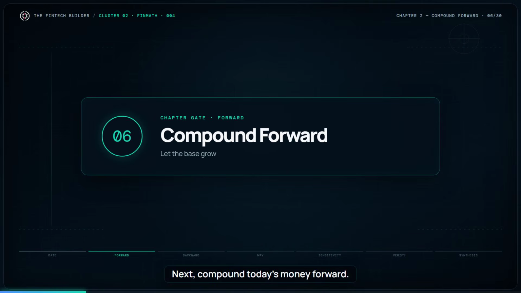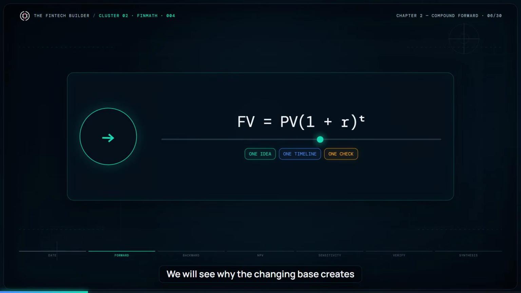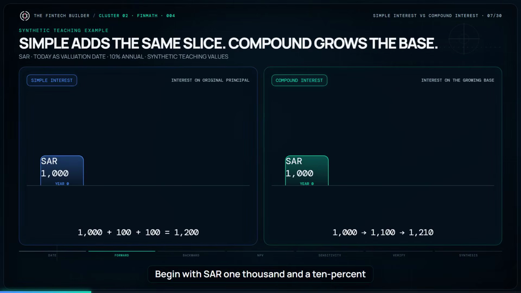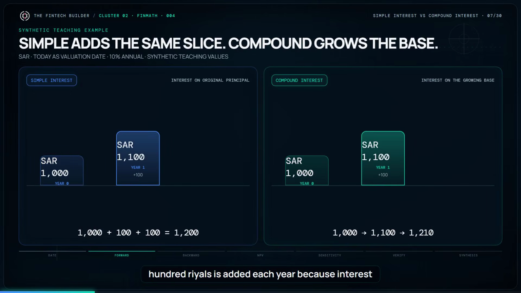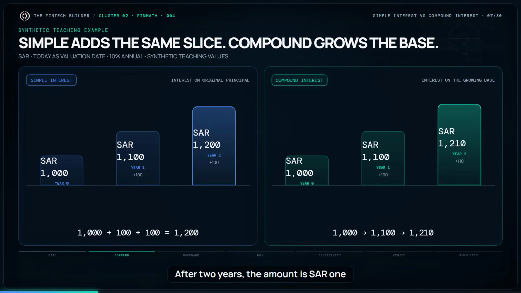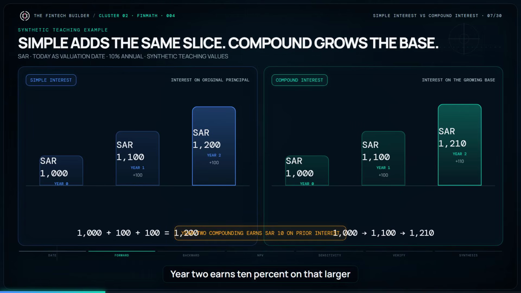Next, compound today's money forward. We will see why the changing base creates future value. Begin with SAR 1000 and a 10% annual rate. Under simple interest, the same 100 riyals is added each year because interest is calculated only on the original principal. After 2 years, the amount is SAR 1200. Under annual compounding, year 1 adds 100, creating 1100. Year 2 earns 10% on that larger amount, adding 110. The ending amount becomes SAR 1210.